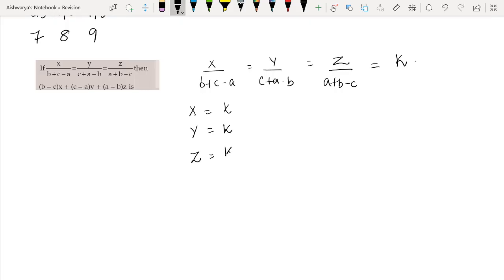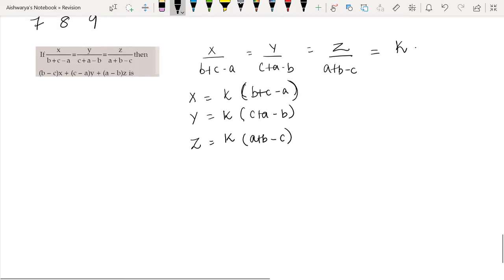So within bracket you will have b plus c minus a. Here you will have c plus a minus b. Here you will have a plus b minus c. Okay, so this will be, keep it as it is. Now here you substitute. When you substitute here, it will be b minus c into x. X alone I will show you. The other terms we need not even calculate. B plus c minus a. In fact, there is a k. K we will keep it here.